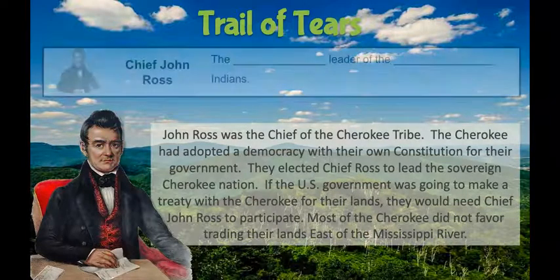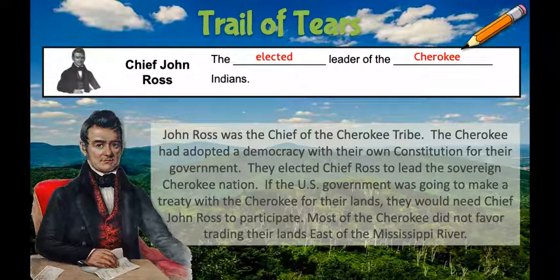John Ross was the chief of the Cherokee tribe. The Cherokee had adopted a democracy with their own constitution for their government. They elected Chief Ross to lead the sovereign Cherokee nation. Sovereign means independent. If the U.S. government was going to make a treaty with the Cherokee for their lands, they would need Chief John Ross to participate. Most of the Cherokee did not favor trading their lands east of the Mississippi River.